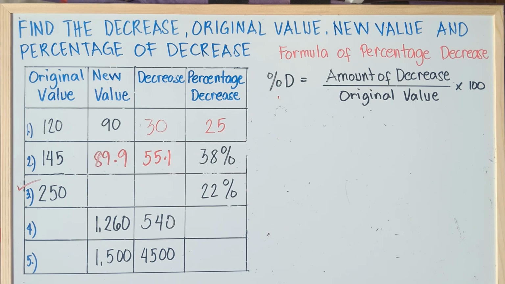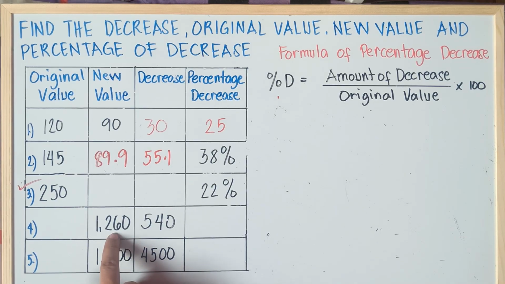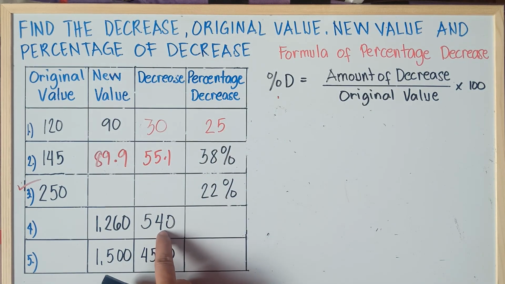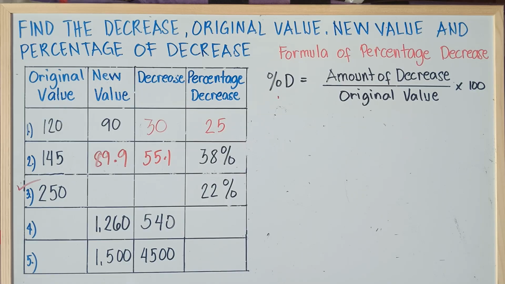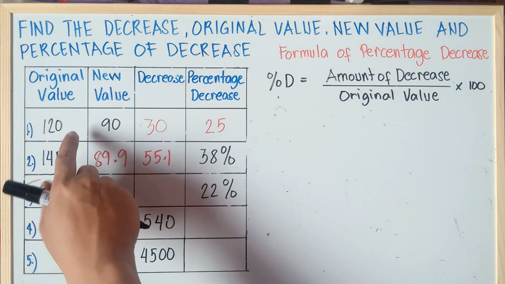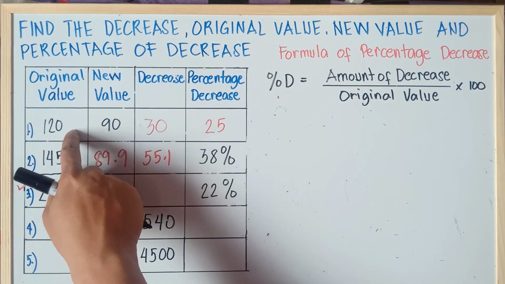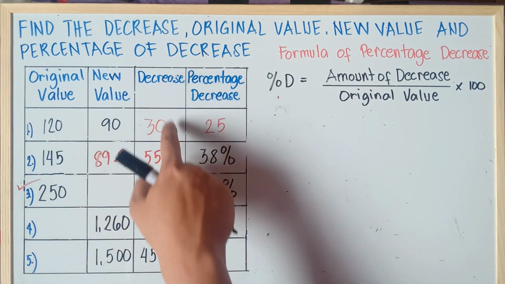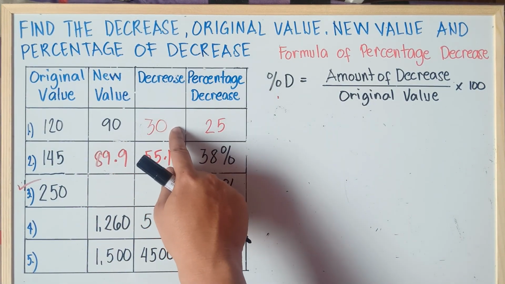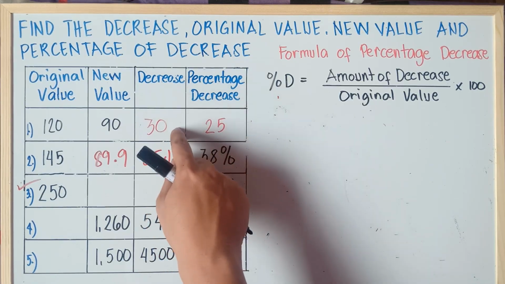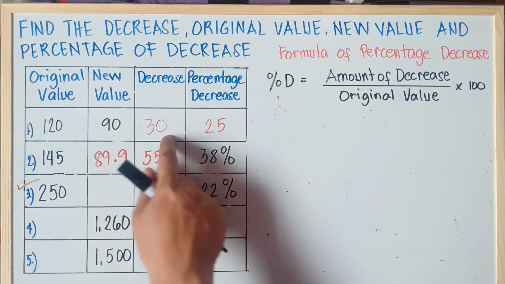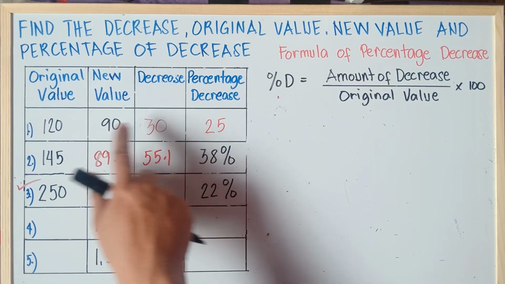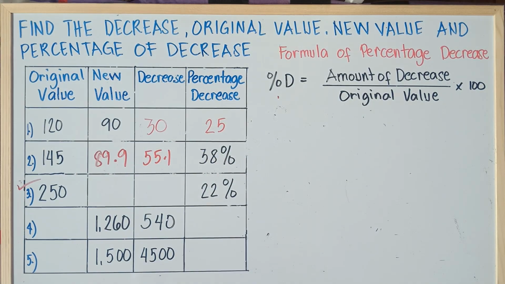Alright, let's have example number 4. For number 4, we have given the new value and the amount of decrease. We have given 90 and the amount of decrease, 30. To get the original value, if you have given the decrease and the new value, we can just simply add this up, right? 90 plus 30, that's 120. Therefore, to get the original value, we simply add.